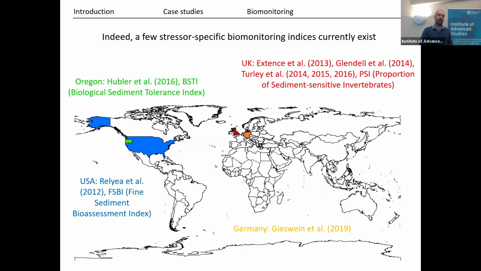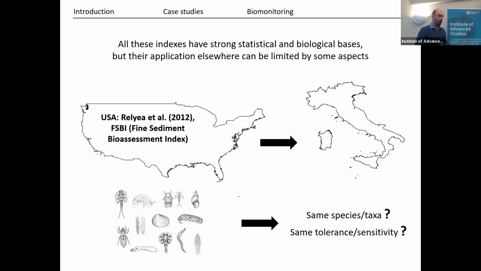I'm aware that here in the UK you have the PSI index. Similar indices already exist in the USA and also in Germany. All these indices have a strong statistical basis. They are effective in monitoring siltation, but they can also have some limitations.